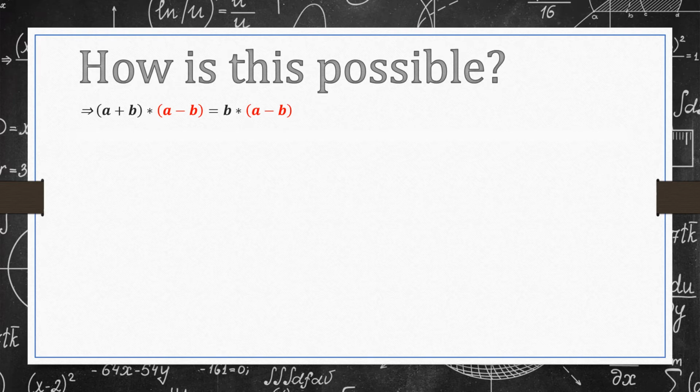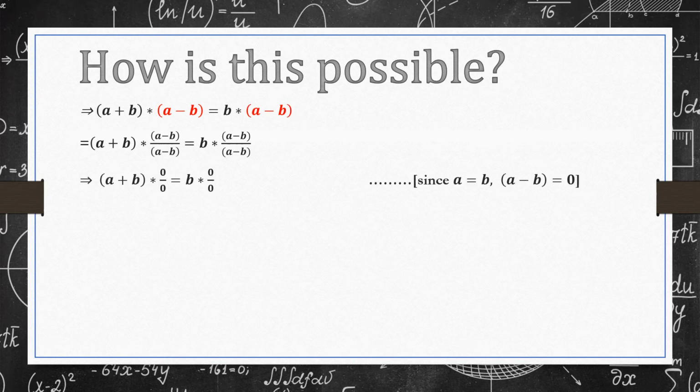Since we have written this, the next step is we had cancelled out a minus b from both sides. And cancelling out a minus b from both sides is nothing but dividing both sides by a minus b, so that a minus b divided by a minus b is equal to 1. And since multiplying by 1 doesn't change the value, we essentially cancel it out. But wait. We had written in our earlier steps that a is equal to b. So a minus b will be nothing but 0, and dividing by 0 is not defined.